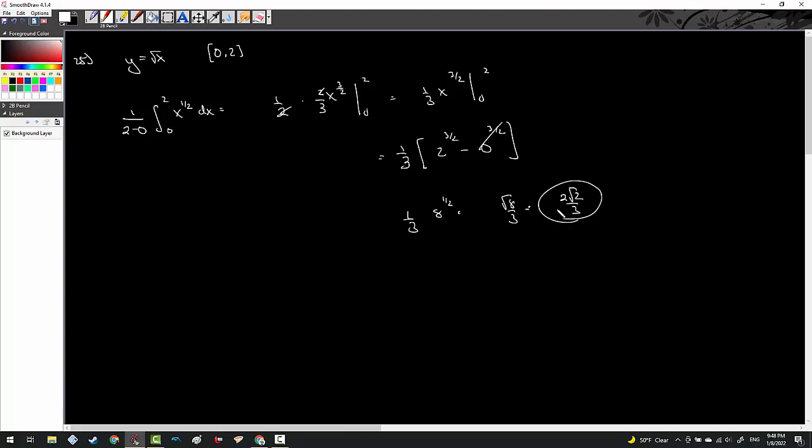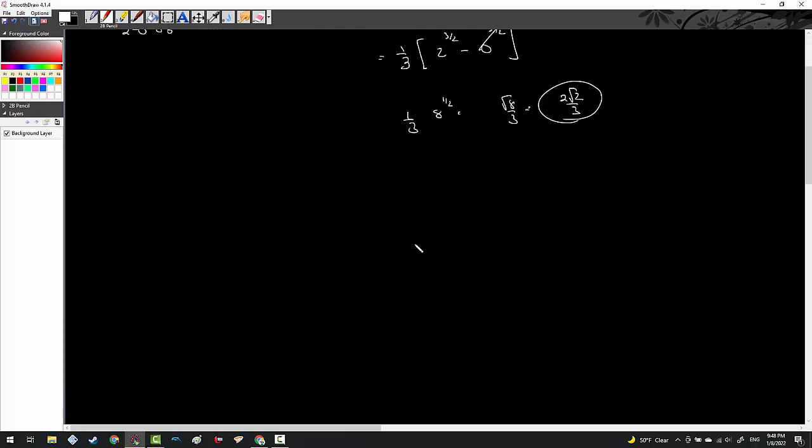And I believe that is one of the answers. So hopefully this stuff's coming back. Average value is pretty important. It shows up somewhat regularly on AP exams. There's usually a question regarding it. 36, integral from 0 to 3 of absolute value of x minus 1 dx.